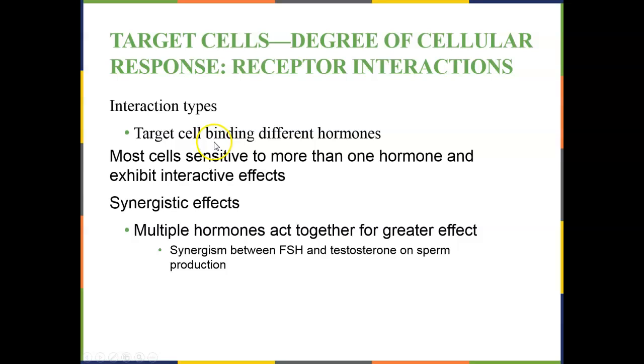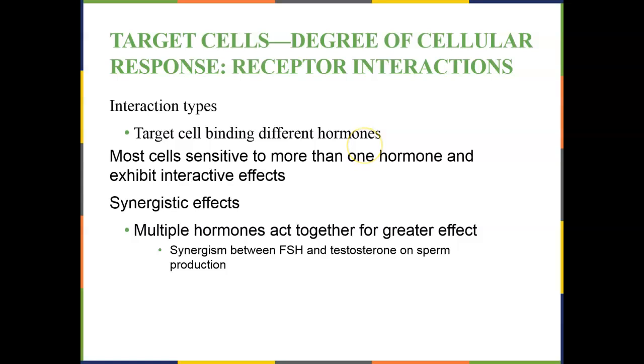So I told you that target cells, in general, have more than one receptor. So we might have receptors for growth hormone and thyroid hormone, or oxytocin and... I can't think of one with oxytocin, so I'm going to take that one back. And instead, I'm going to use estrogen and progesterone, okay? And these hormones can have different effects, okay?